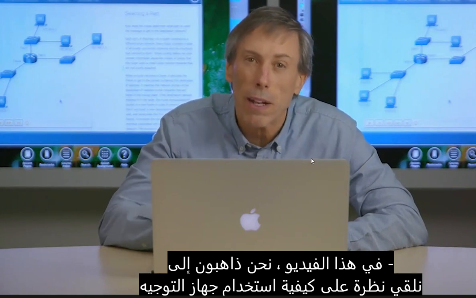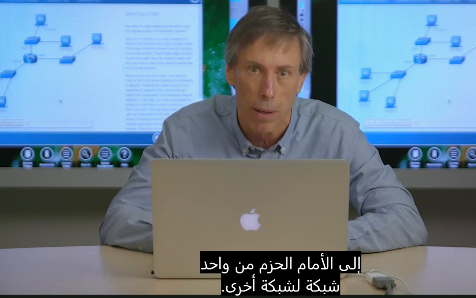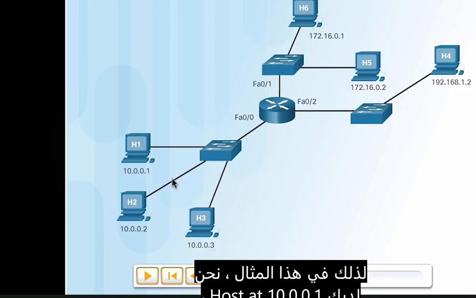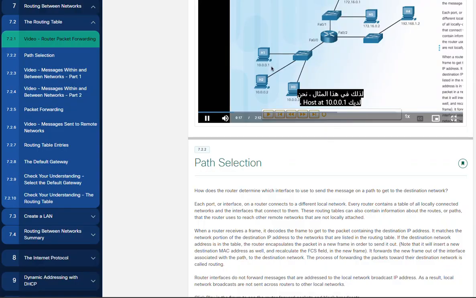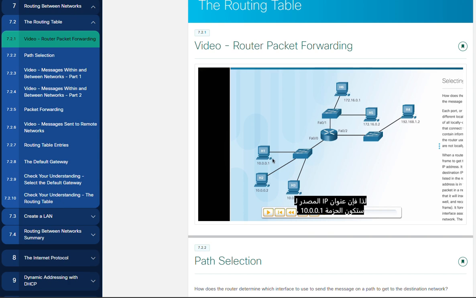In this video, we're going to take a look at how a router forwards packets from one network to another network. In this example, host 10.0.0.1 wants to send a packet to 192.168.1.2, which is in another network. So the source IP address of the packet will be 10.0.0.1. The destination IPv4 address of the packet will be 192.168.1.2. So H1 sends the packet to its default gateway, the router.